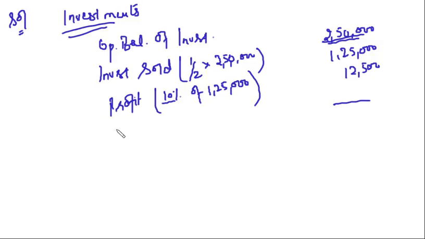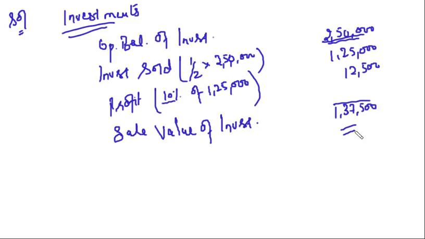So what is the sale value of investments? The sale value comes to 1,37,500. Clear? So we are given the profit on investments, we are given the investment sold, and we can find out what is the sale value of investments, right? Now we can prepare investment account.